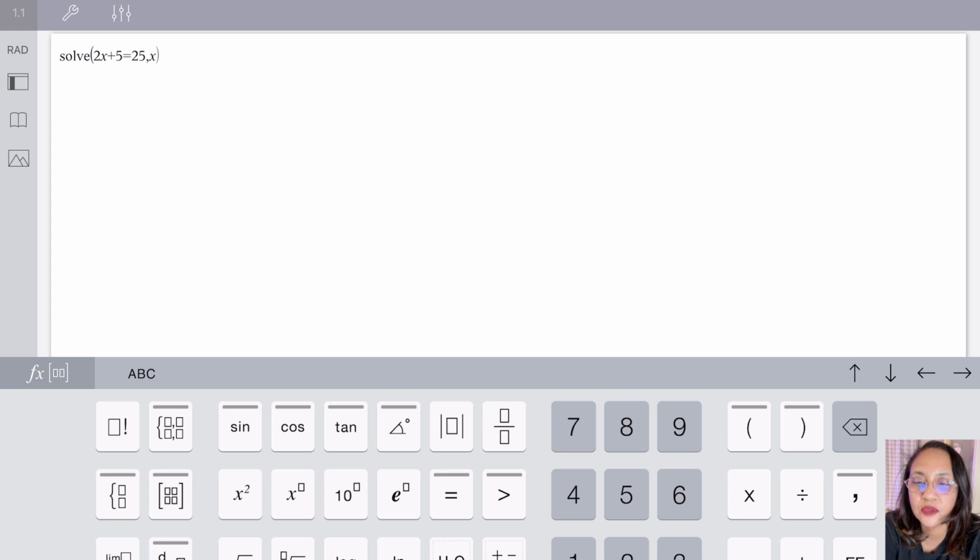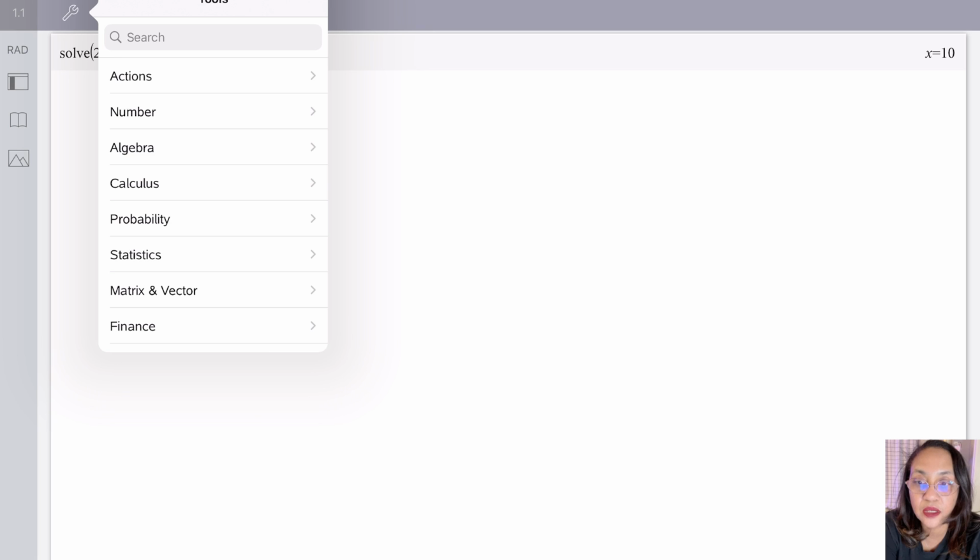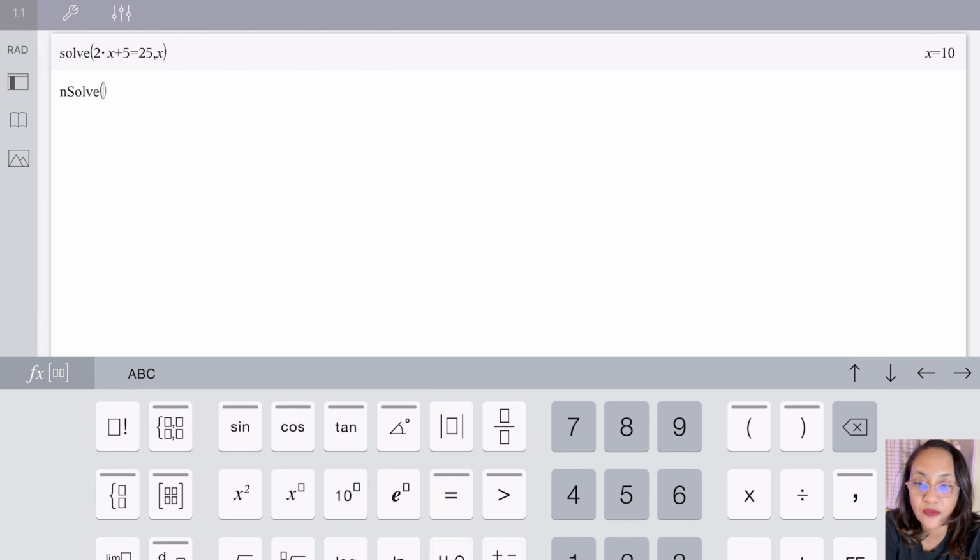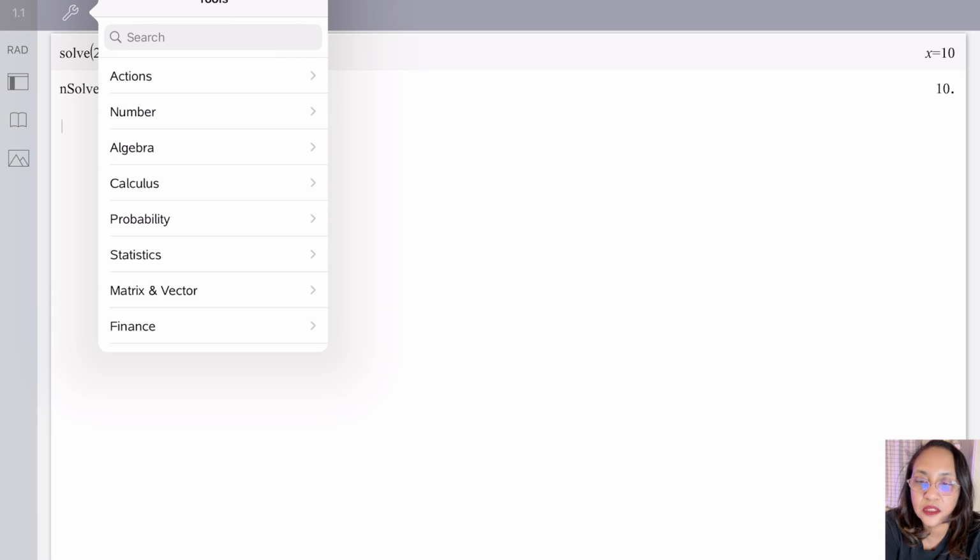2x plus 5 equals 25. Don't forget, you have to put comma x in because you have to tell the calculator what variable you're solving for. And then we use nsolve and put in the same function or equation. nsolve just gives us the numerical value as your answer.